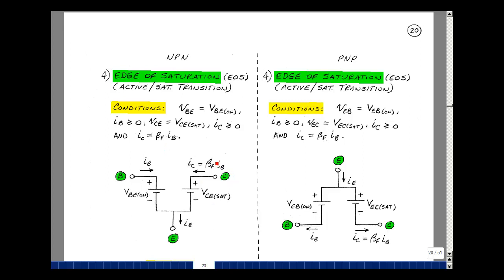Now we still have to do checks. We have to check that I sub B is greater than or equal to 0. But if that's true, because of this equation, this will be true. Only one thing needs to be checked. So if we were assuming that we're at the edge of saturation, we'd put this model in and then do this check. The same thing for the PNP, everything reversed. Here's our battery between the emitter and base and the emitter and collector. And then we'll label the current coming out of the collector as beta F times I sub B, and then check that I sub B is greater than or equal to 0. All of this is described below.